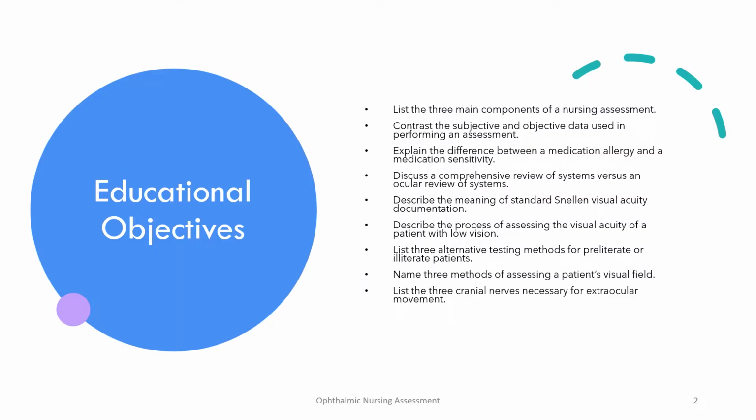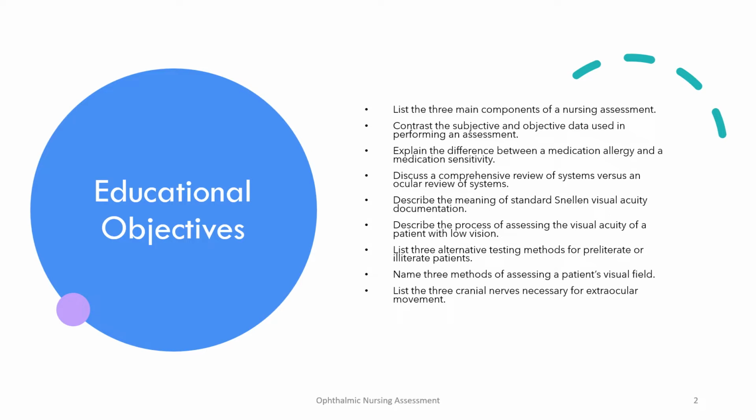The educational objectives. List the three main components of a nursing assessment. Contrast the subjective and objective data used in performing an assessment. Explain the difference between a medication allergy and a medication sensitivity. Discuss a comprehensive review of systems versus an ocular review of systems.